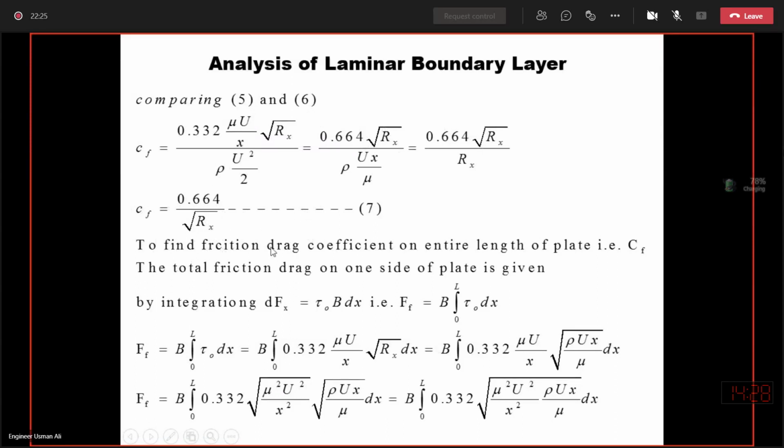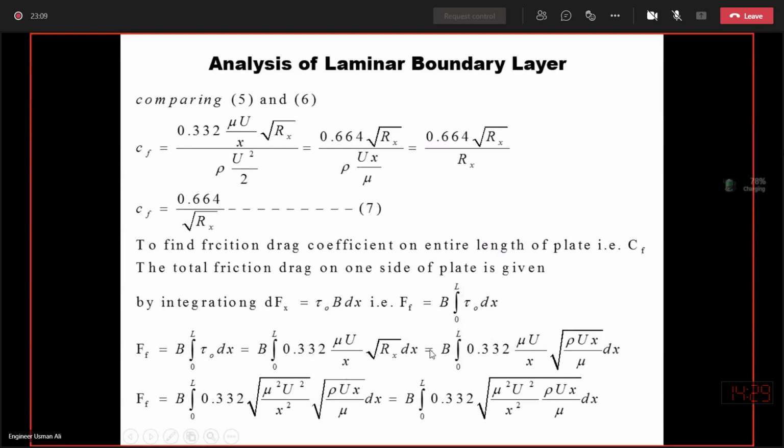Now finally, to find the friction drag and coefficient of friction drag for laminar flow. First of all, we know that the differential friction drag force is dF is tau naught b into dx, and the total friction drag on the entire length of the plate is the integration of tau naught into b into dx. b is constant, so the limits will be 0 to L. 0 is the leading edge and L is the trailing edge, so L is the length of the plate. So if you put the value of tau naught, that is 0.332 mu u over x into under root Re x, into dx.